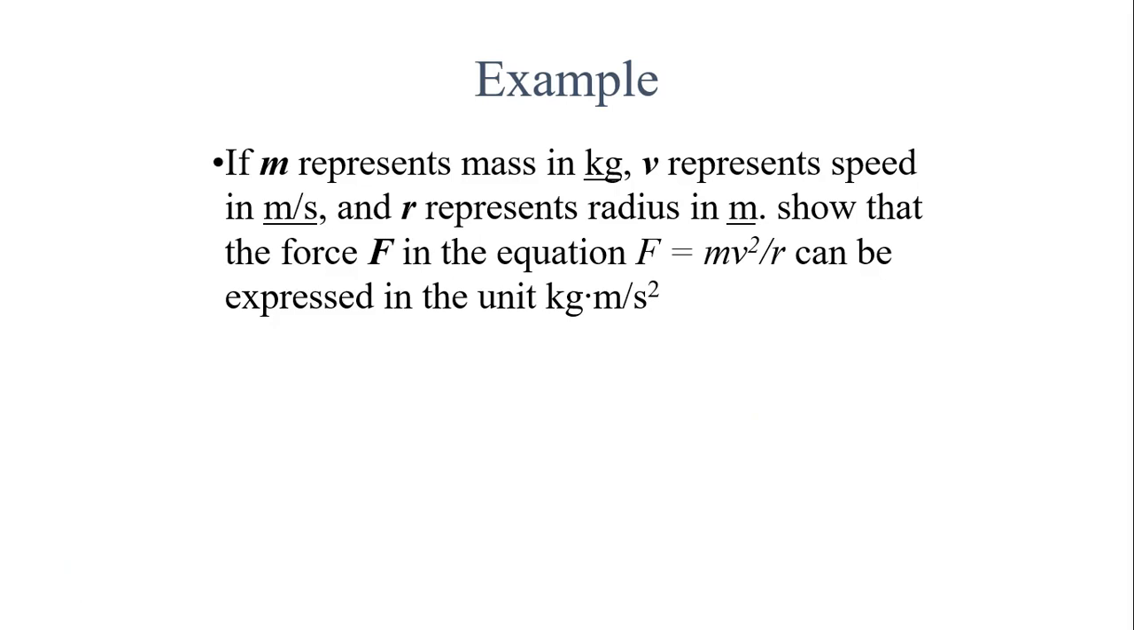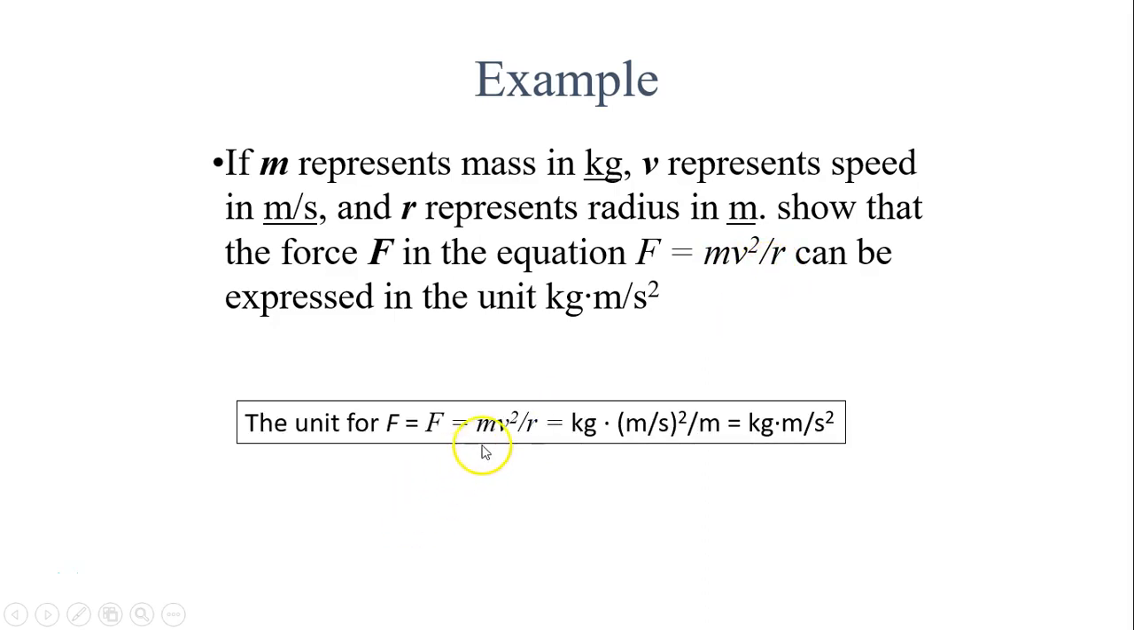Let's do an example. If m represents mass in kilograms, v represents speed in meters per second, and r represents radius in meters, show that a force F in the equation F equals mv squared over r can be expressed in the unit of kilograms times meters per second squared. Again, we are writing the equation mv squared over r and simply substituting the units for m, the units for v, and the units for r. F equals mv squared over r, so the unit for m is kilograms, the unit for v, meters per second. Whole thing has to be squared, divided by meters. After you simplify, this is what you should get. Kilograms times meters per second squared. And that's how you show this equation can be expressed using this unit.